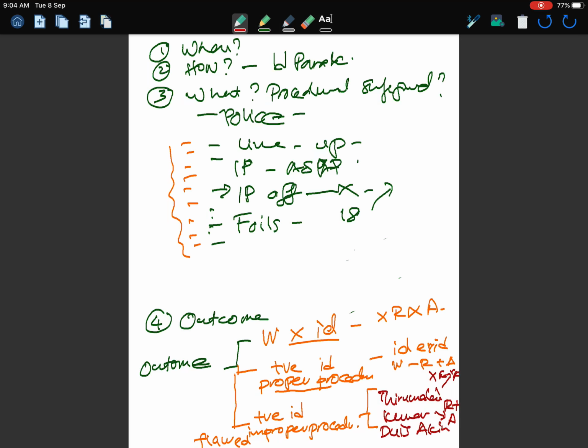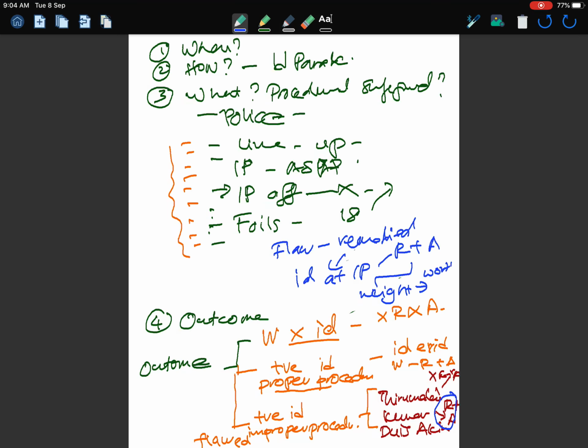So if it is relevant and admissible, then in this context, when the court considers the weight of the evidence, it can either affect the weight, meaning it results in affecting the value of it, or it can also be worthless. So bear in mind, if the flaw can be remedied, the identification at the identification parade may be relevant and admissible.